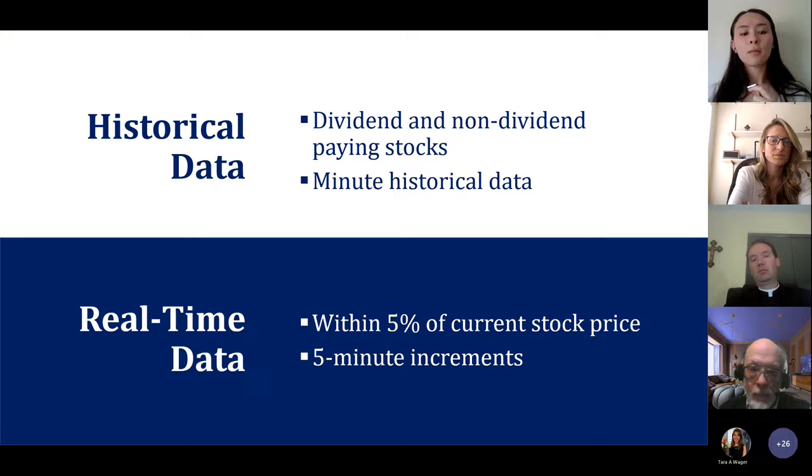We looked at about 16 to 17 different companies, based on how much historical data that we had. And what we pulled was the strikes of those options of those companies that were within 5% of the current stock price, because we figured those would be more frequently traded and have more volume. We pulled data every 5 minutes in order to implement our model.